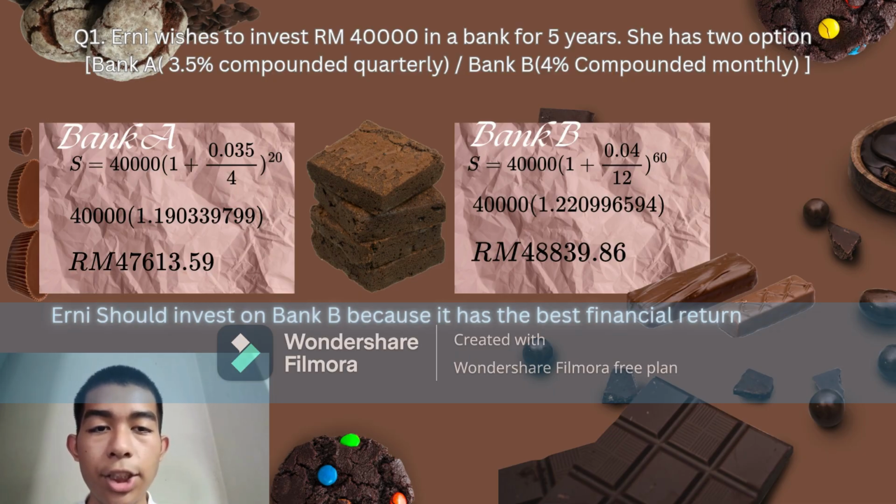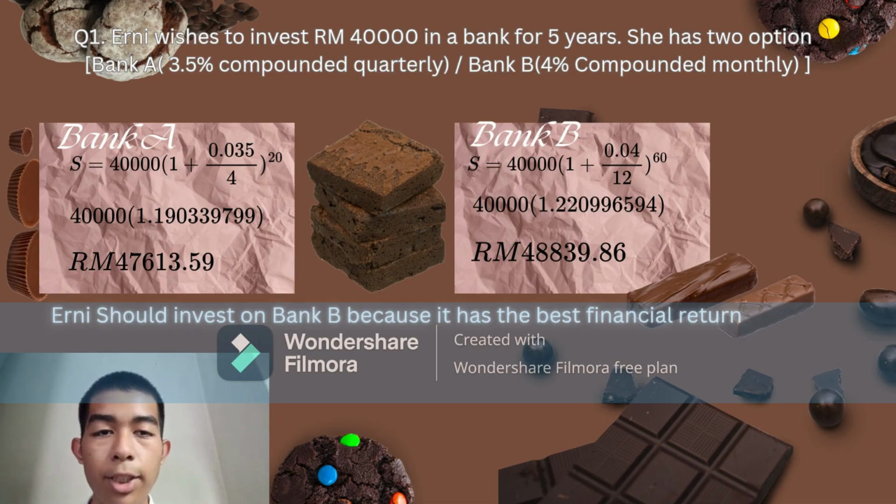For this question, we will use the future value formula, that is S equal to P(1 + i)^n. For Bank A, we will just transfer the information to the formula. S equal to 40,000(1 + 0.035/4)^20. After we calculate it, we will get RM 47,630.59.